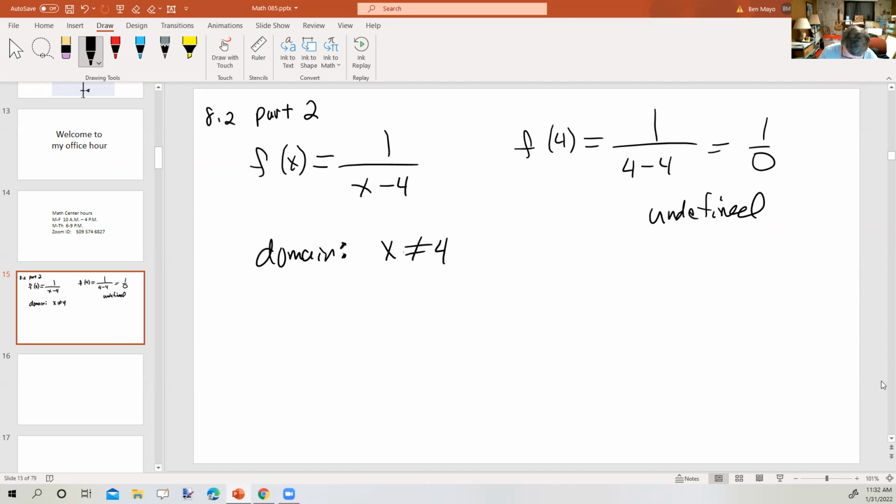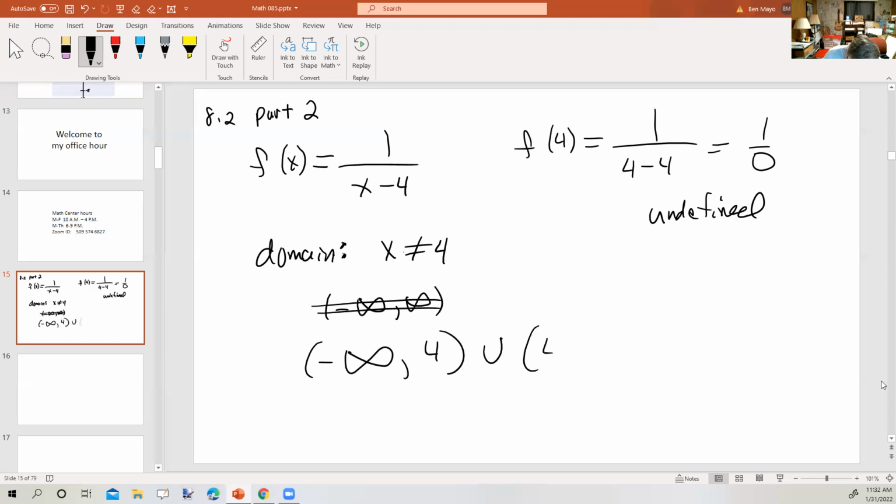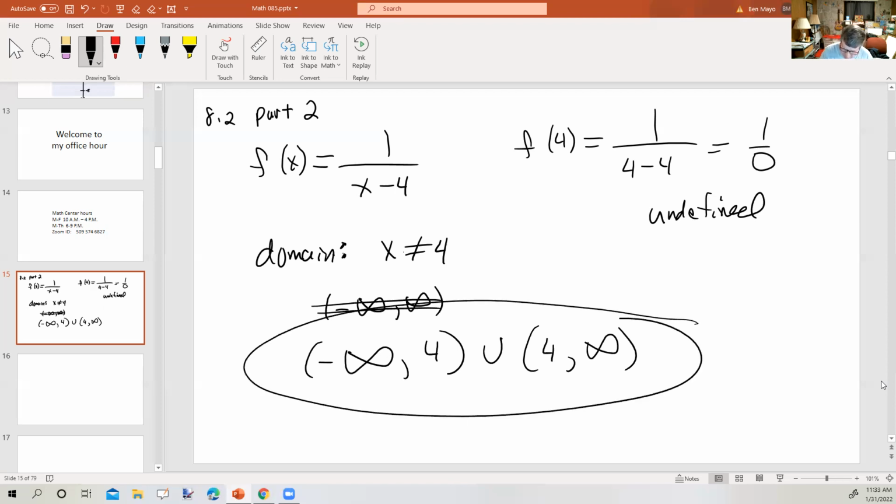What we're going to do, though, is use interval notation to list the domain. So how would we say all real numbers except 4? All real numbers would look like this, but we want to leave 4 out of the mix. So I've got everything from negative infinity up to, but not including, 4, and then everything after 4 up to and including infinity. This is how you would list the domain in interval notation. Any questions about that example?